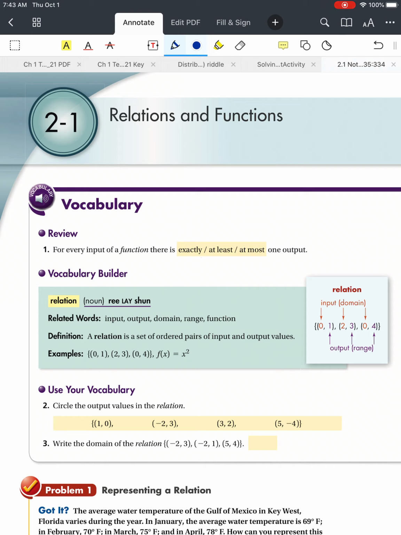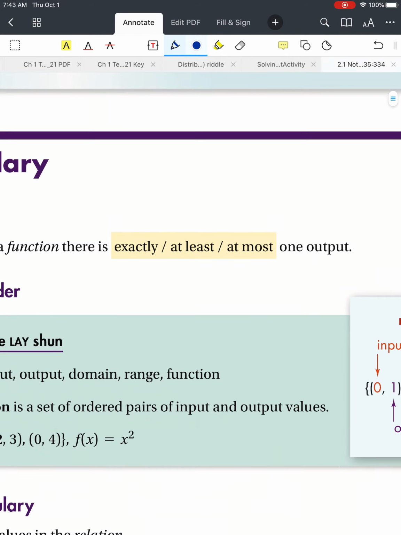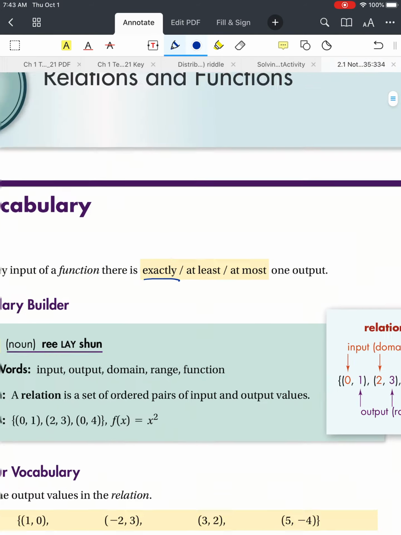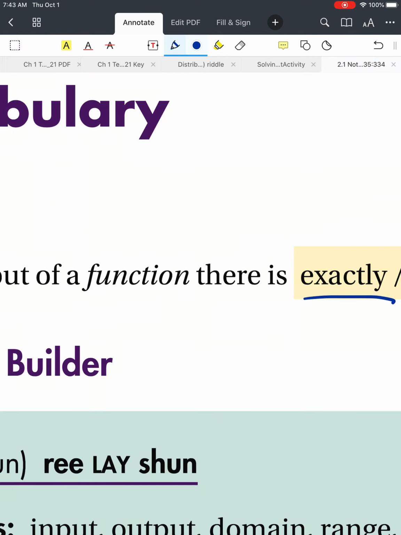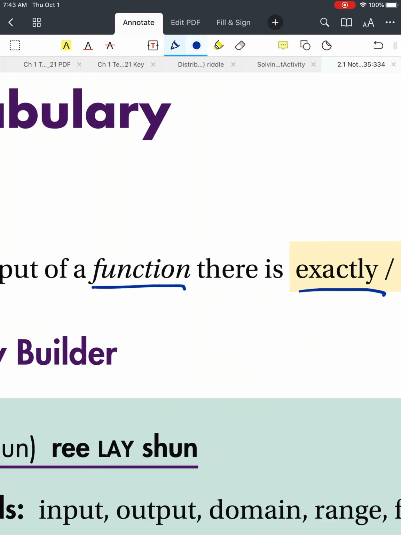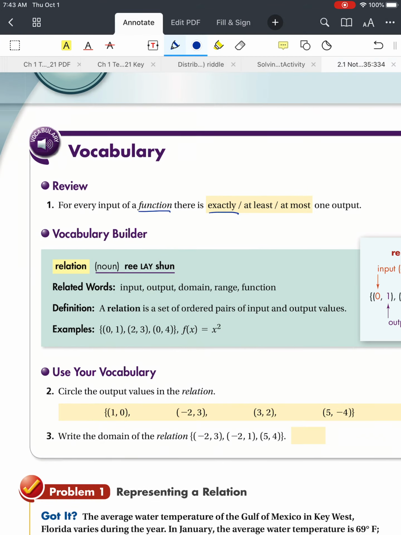For every input of a function, there is exactly one output. The definition of a relation is a set of ordered pairs of inputs and outputs. So a function is a more specific type of relation. Relations are very general. Just, hey, we've got inputs and outputs. We're relating this with that. But a function is a little bit more of a specific type. Every function is a relation, but not every relation is a function, if that helps.